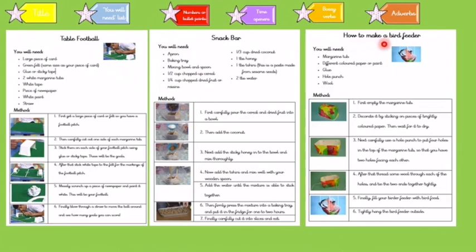I want you to choose whichever set of instructions you like the look of the most. I want you to choose one of these, and you are going to be reading it. I suggest that you read through the set of instructions first. And then what I would like you to do, once you have read through it, is get some colouring pencils, and colour or highlight when you spot any of these features here. You might choose to use the same colours that I've got here, so perhaps the title you might colour in yellow, the you will need list you might colour in blue, or if you wish to do your own colours and then label it with the features, that's absolutely fine.